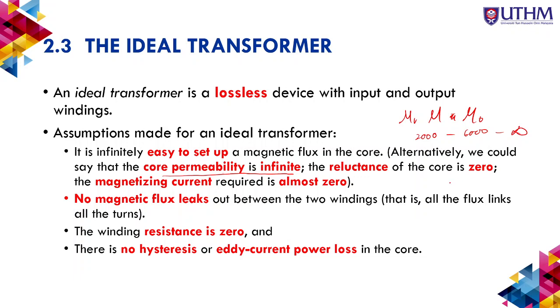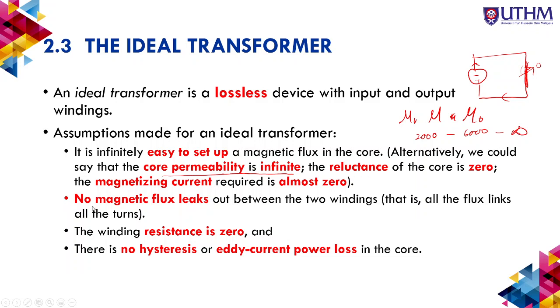So what happens when the reluctance is 0? If we have a circuit and the resistor is equal to 0, it becomes like a short circuit. The current from here goes through the resistor at full value, and the magnetizing current required is almost 0. Later on we will see the magnetizing current.